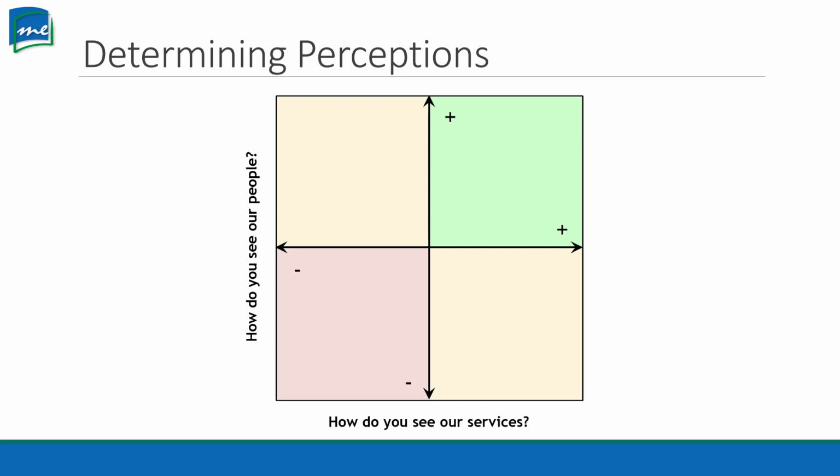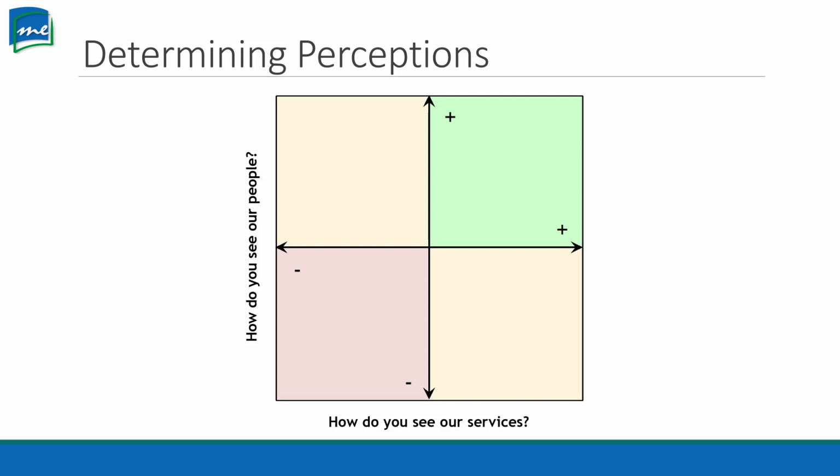So finally, we have another 2x2 square. This is how you can have other departments, other internal customers rate your department. It's a simple grid here, a simple graph. You've got your positive and negative. So you have how do you see our people on the left-hand side, so it's either positive or negative. And how do you see our services?